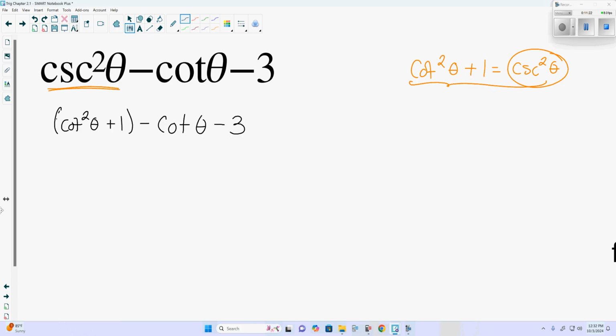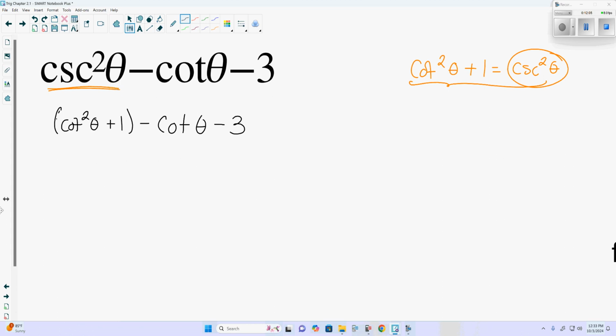Because if we're going to factor, we need it all in terms of cotangents, all in terms of sine, cosine, tangent, secant, cosecant, because we all need it to be the same. For quadratics, this is essentially like having y squared minus x. We have 2 different terms. They're not the same. Does that make sense? Yeah, cotangent squared plus 1 equals cosecant squared is one of our Pythagorean identities.